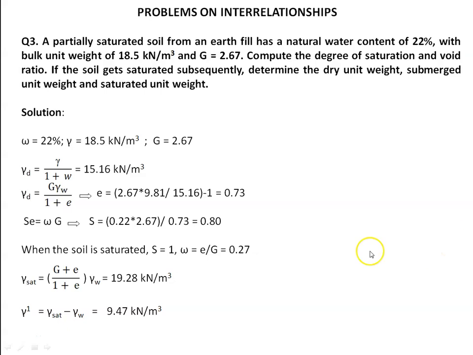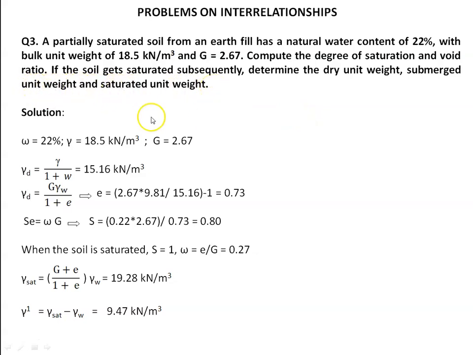Then the third problem is: a partially saturated soil from an earthfill has a natural water content of 22% with bulk unit weight of 18.5 kilonewton per meter cube and specific gravity equal to 2.67. Compute the degree of saturation and void ratio. If the soil gets saturated subsequently, determine the dry unit weight, submerged unit weight and saturated unit weight.